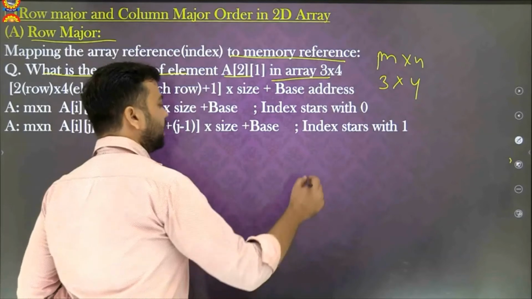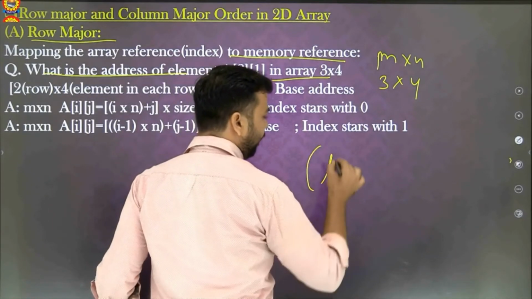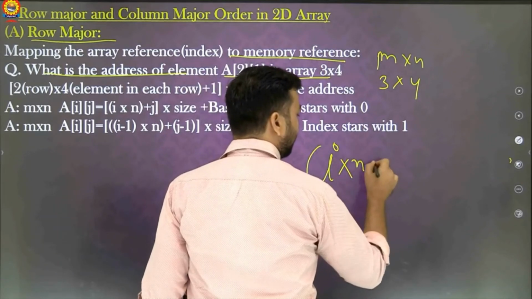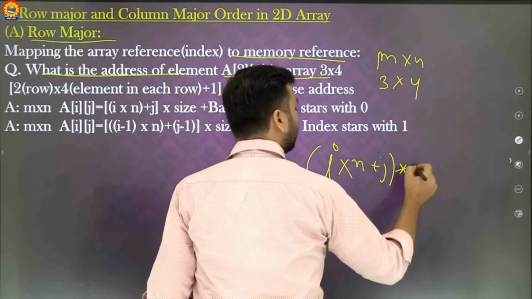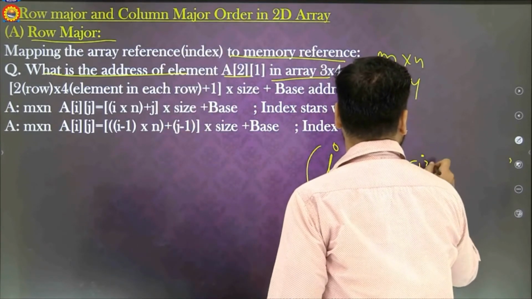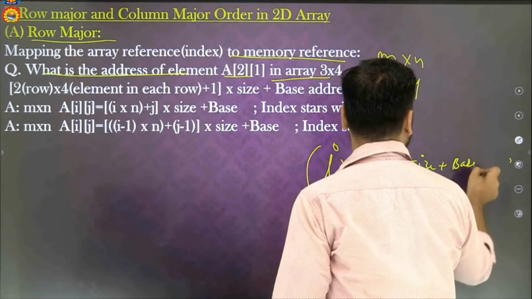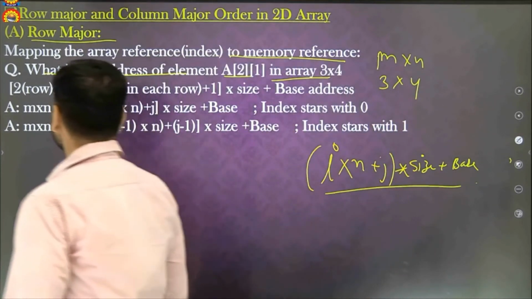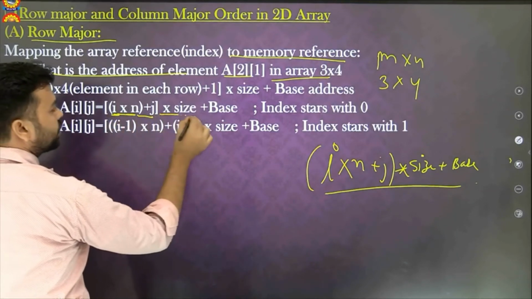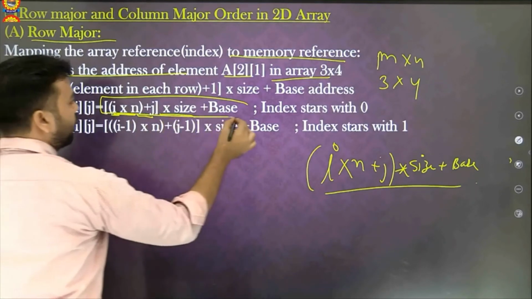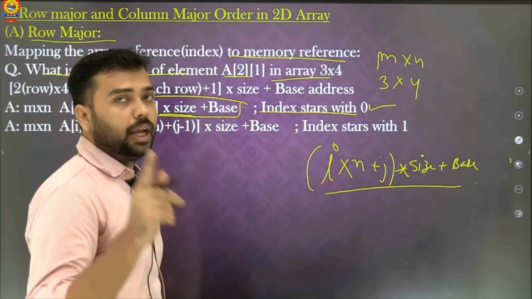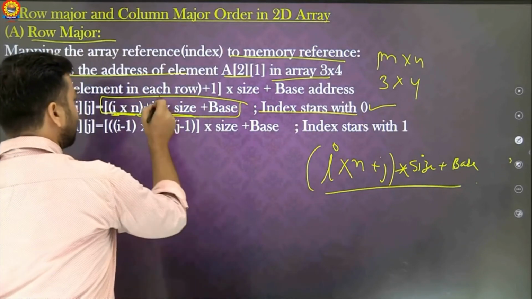So what is the formula in the row measure? In the row measure, it is the I value into the number of columns N, plus J, into the size of a variable, plus base address. So I into N plus J into size of variable plus base. So it is our formula. Index starts with 0. If the index starts with 0, it is very important, then this formula will be used.